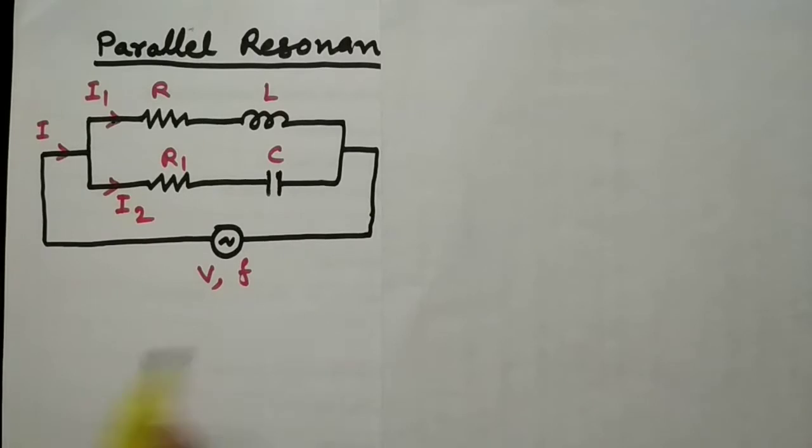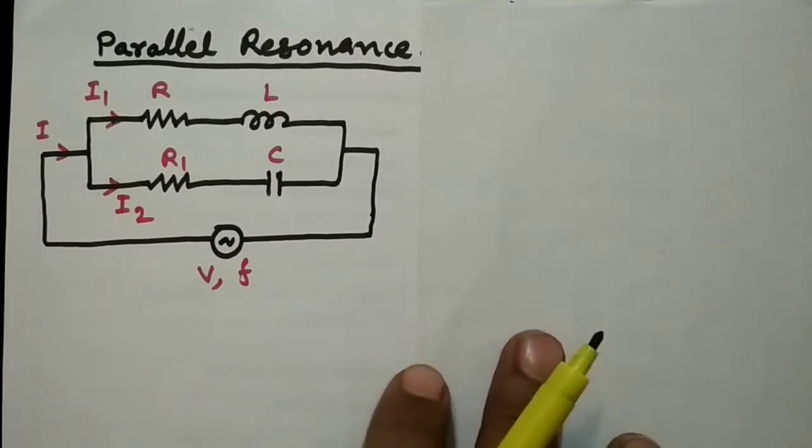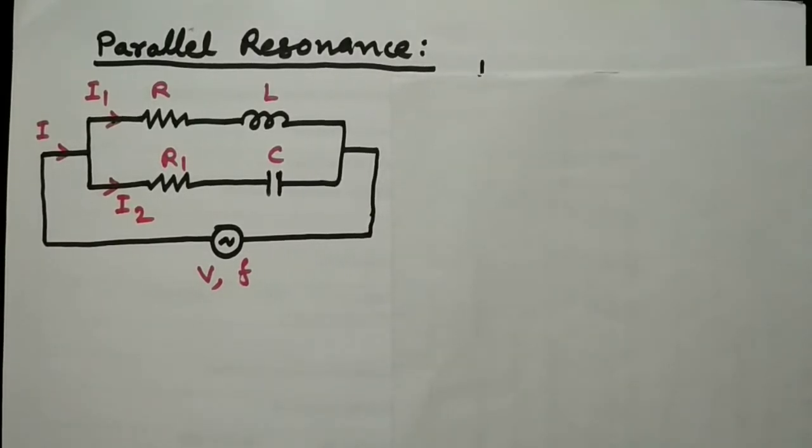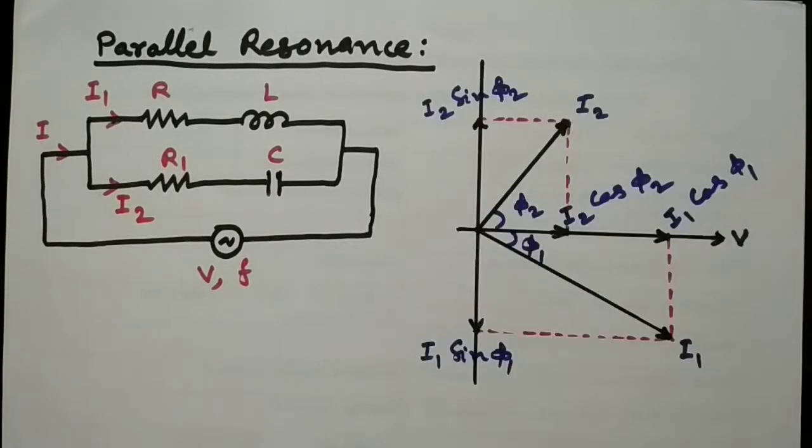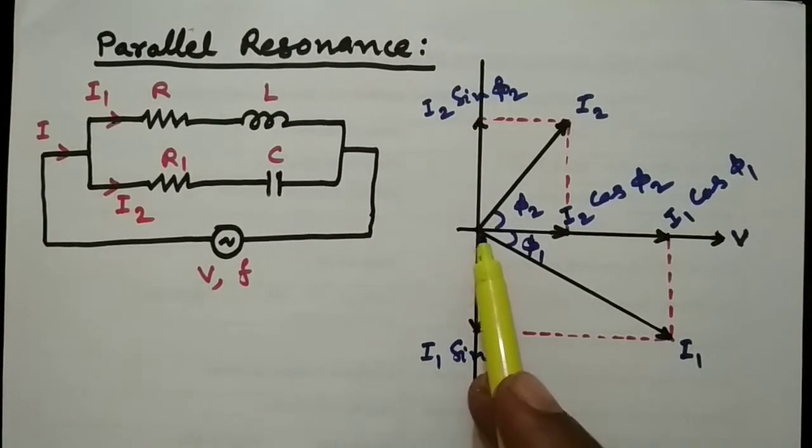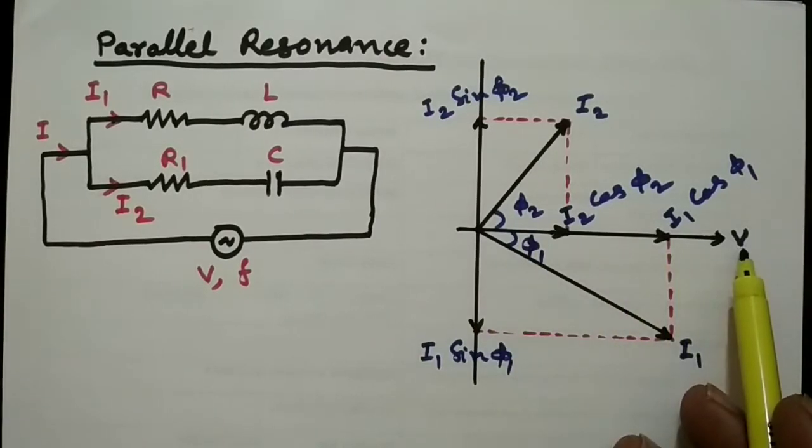So in parallel resonance, we cannot use the condition XL equal to XC for resonance that we have seen in the series circuit. Here the condition will be different. Before considering the condition, let's draw the phasor diagram of the currents with respect to the voltage. So here is the phasor diagram of the parallel circuit. First of all, I have drawn the voltage as the reference V.